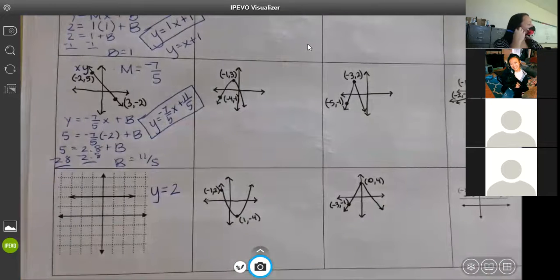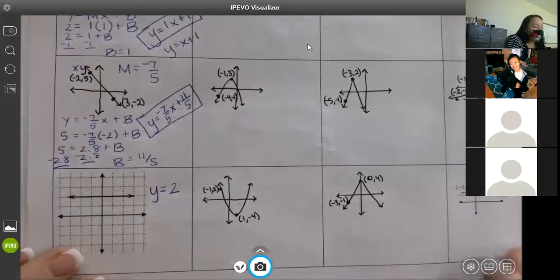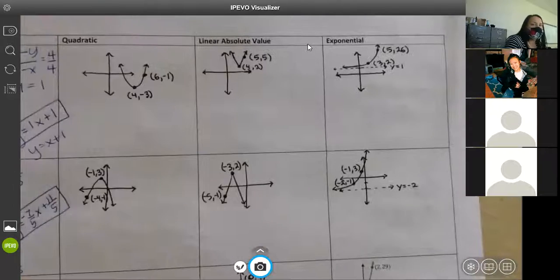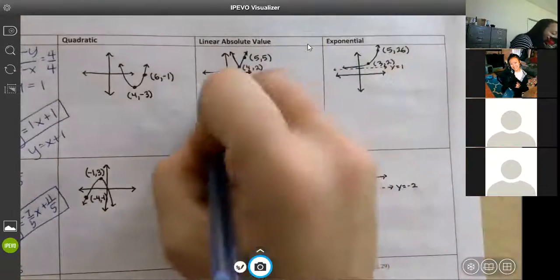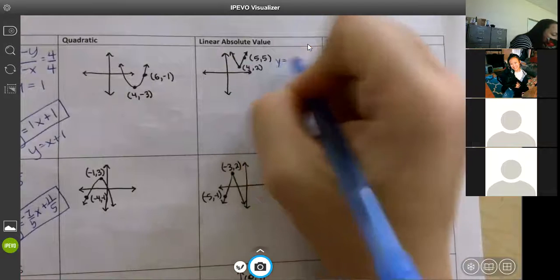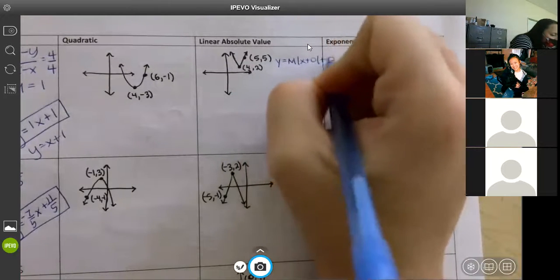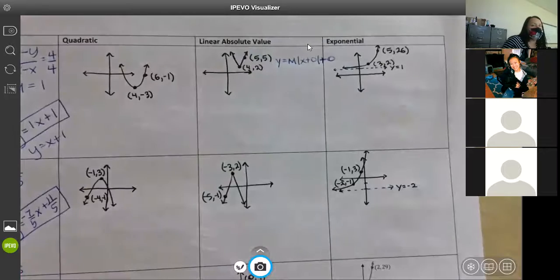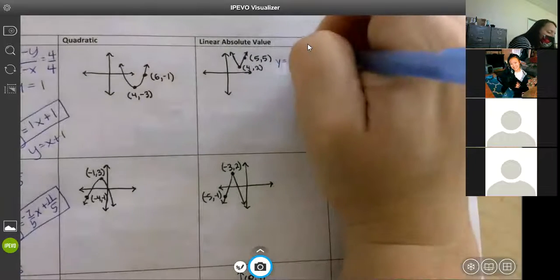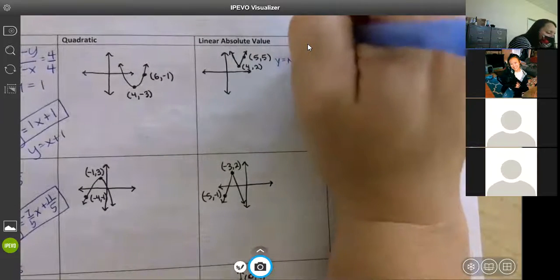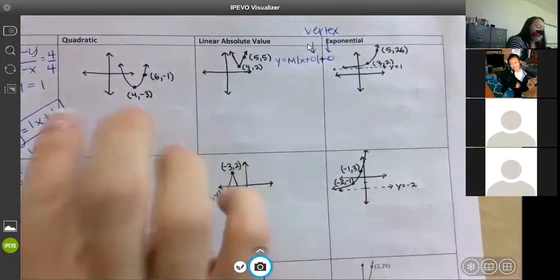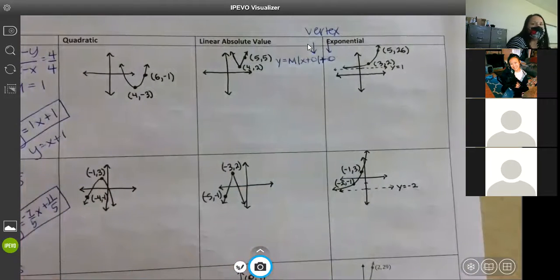All right. I'm going to go to the absolute values. Remember, I told you we're going to have m x plus 0 plus 0. Remember, I told you those plus zeros are going to come in. That 0, 0 is your vertex, and that's going to happen on your quadratic as well. Okay? It's going to happen on your quadratic as well.